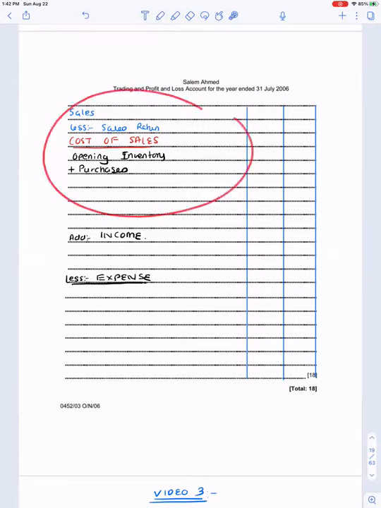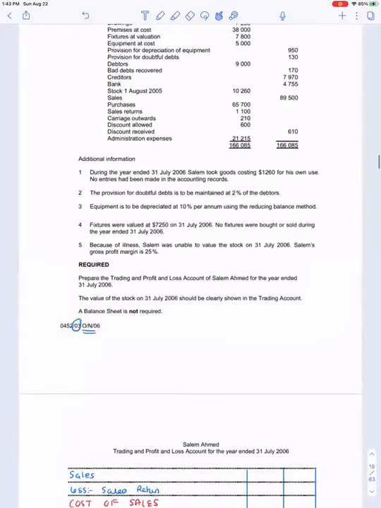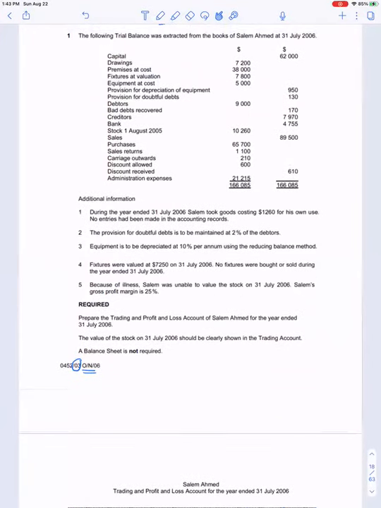This is the normal format of our trading and profit and loss account. The trading section stops at gross profit. In the profit and loss section, to the gross profit you add the income and subtract the expenses, and you get the profit for the year. We are doing this question with adjustments. Since this is the first question with adjustments, let's proceed. We only need to prepare a trading and profit and loss account. Balance sheet is not required, so we will not prepare the balance sheet.